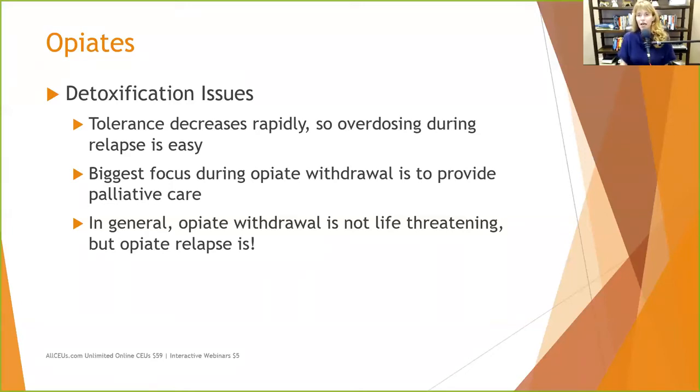The biggest focus during opiate withdrawal is to provide palliative care, trying to make sure that they stay hydrated, they can sleep as much as possible, they have access to frequent showers because they will get hot, they will get sweaty. You know how you feel when you've got the flu.